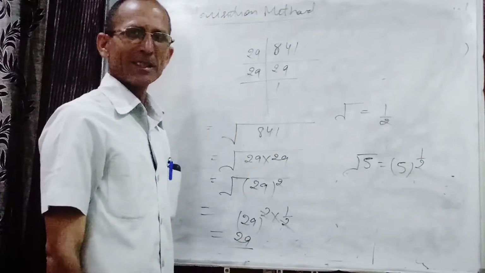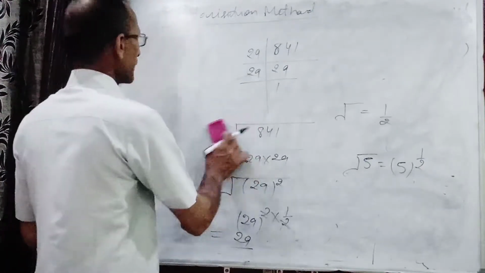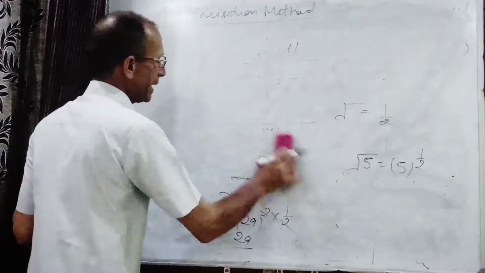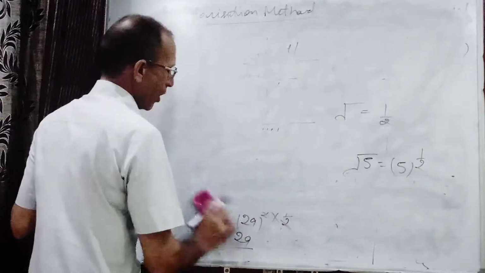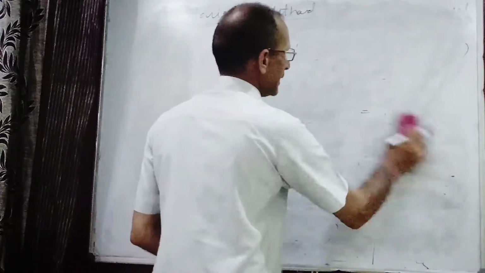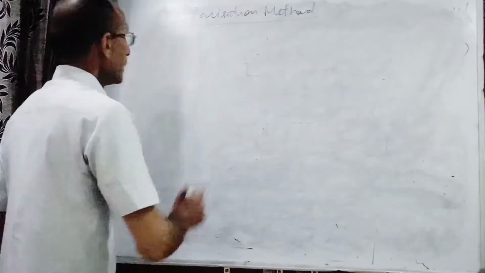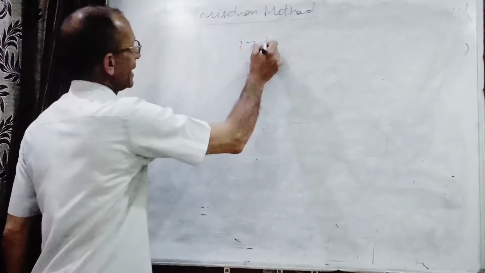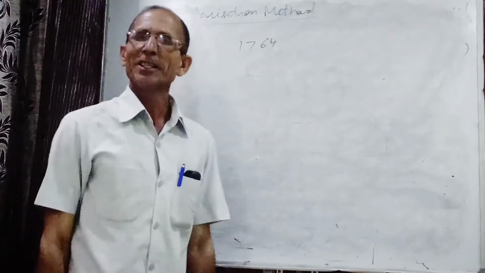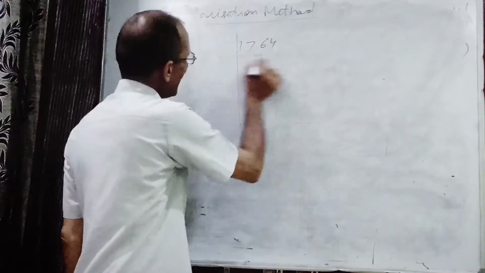Have you understood? Okay. Now one more example for finding the square root. Find the square root of 1764 by the prime factorization method. 1764. Now we have to find the square root by the factorization method. So as I just told you, make prime factors.